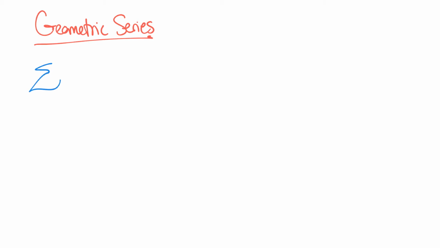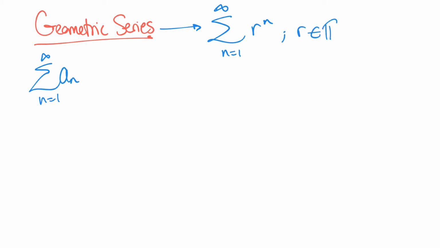An infinite series kind of looks like this, where a sub n can be anything. A geometric series, specifically, is going to look like this. Okay, so it's going to be a number r. So r is a real number to the power of n. And again, r can be anything.